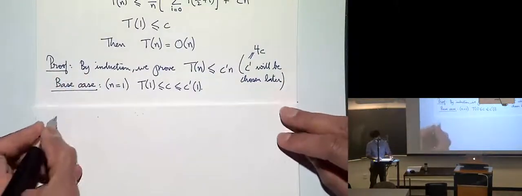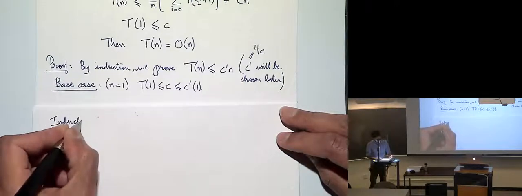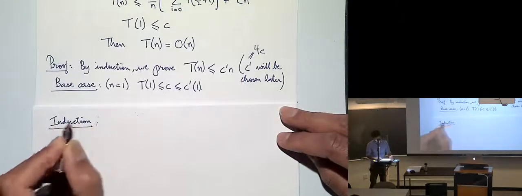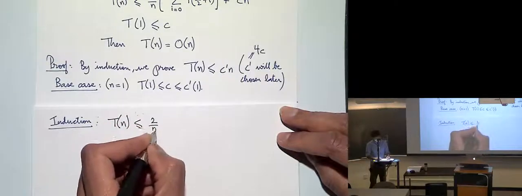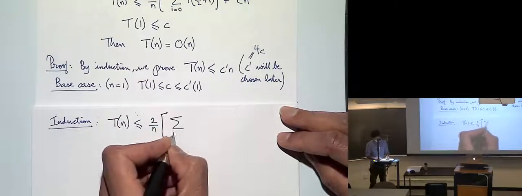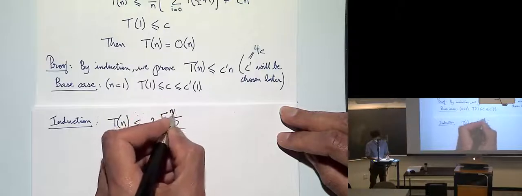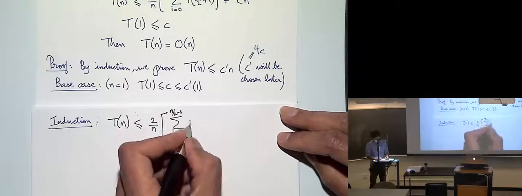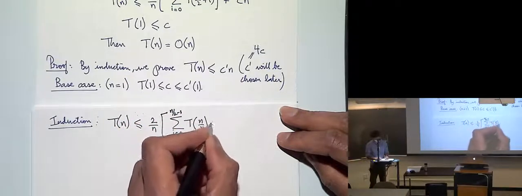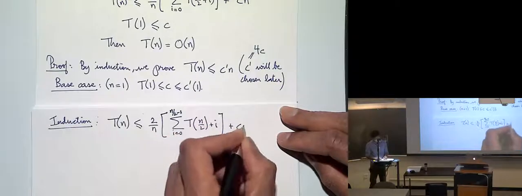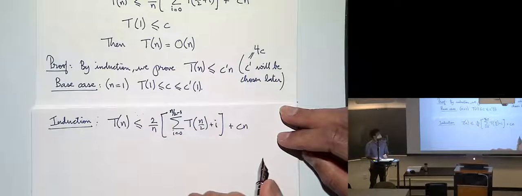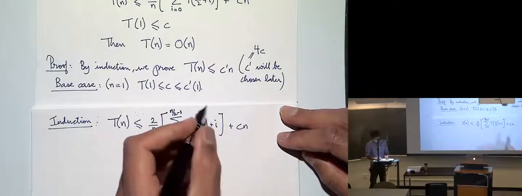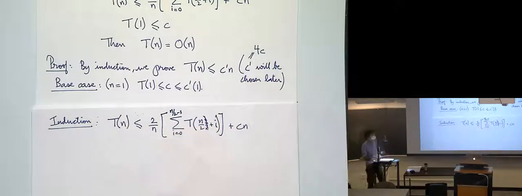So for the induction, we get, remember, T(n) is at most 2/n times the summation for i going from 0 to n/2 minus 1 of T(n/2 + i) plus c·n. The plus i is exactly... Oh, I'm sorry. Yes. Okay?